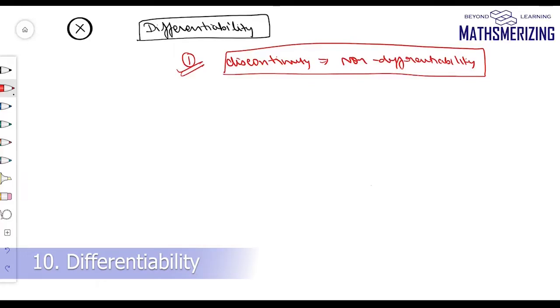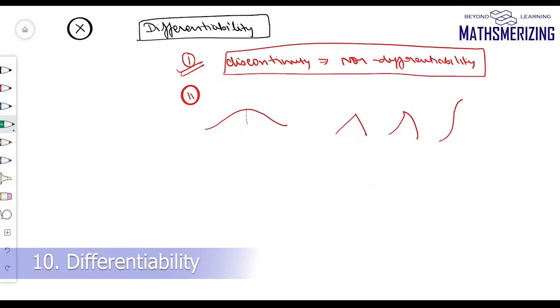Now second thing is, what if a function is continuous at a point? If function is continuous at a point, I'll need to check its differentiability. If at any point the function changes smoothly, then the function is differentiable at that point. Now if a function has sharp corners or a cusp or a point where it has a vertical tangent, then at that point the function will be continuous but it won't be differentiable.